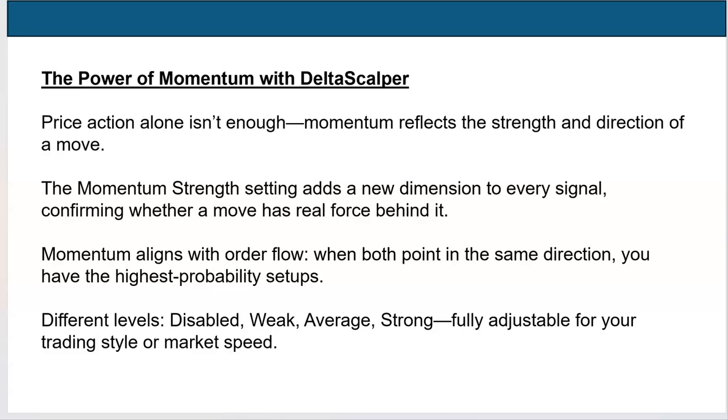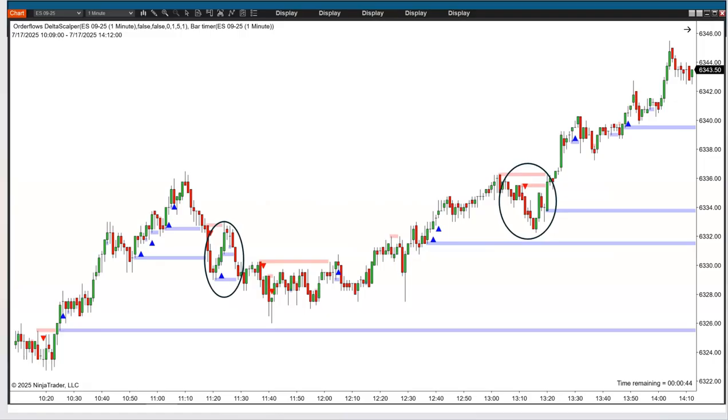Now, there's different levels you could set. I mean, you could disable the momentum feature if you don't want to use it. You could set it at weak, average, or strong. I like to just keep it average, making sure I have some momentum so that my signals are aligned with the direction of the market. But it's adjustable for your trading style or market speed. Now, here's an example. Again, this is an E-mini. This is just default settings of Delta Scalper.